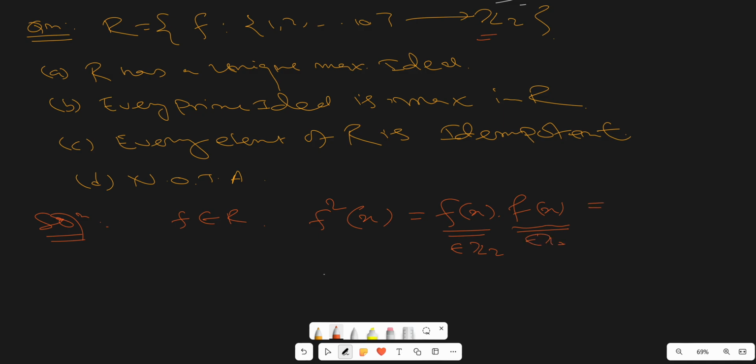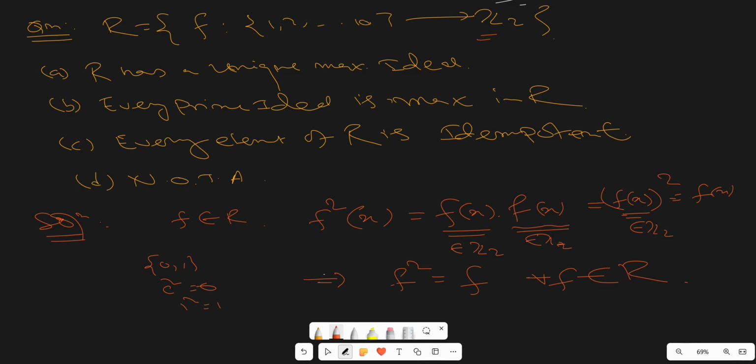This implies that f of x square is also an element in Z2. So in Z2 is every element idempotent or not? What do you think? Z2 has 0 and 1. So 0 square is 0, 1 square is 1. So this implies that fx square equals fx, because this is in Z2. So this will definitely imply that f square equals f for every element f inside the ring R.